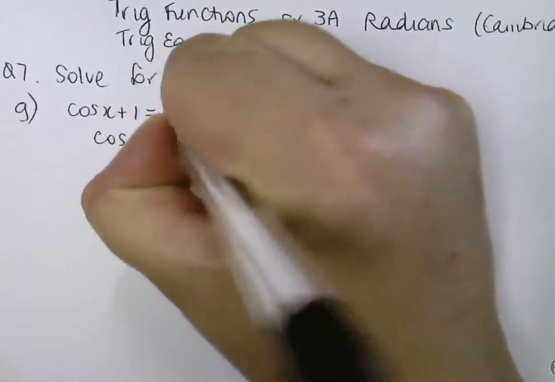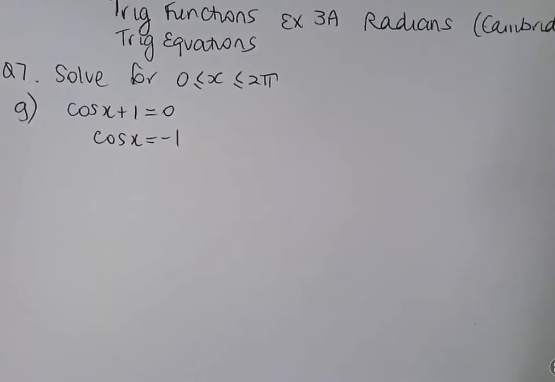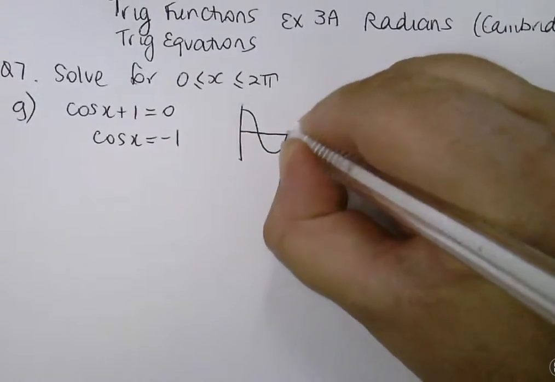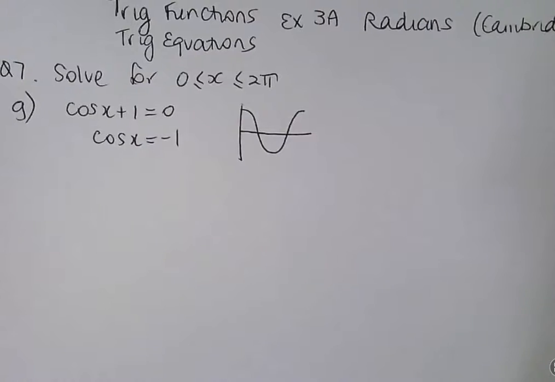Well, cos of x is negative 1. If you're ever being asked cos of x is 1, cos of x is 0, cos of x is negative 1, so for 0, negative 1, 1, you sketch the curve for cos or sine. So I'm going to draw a cos curve here. Isn't that what the cos curve looks like? That's the cos curve. You should know the shape of your cos curve and your sine curve.